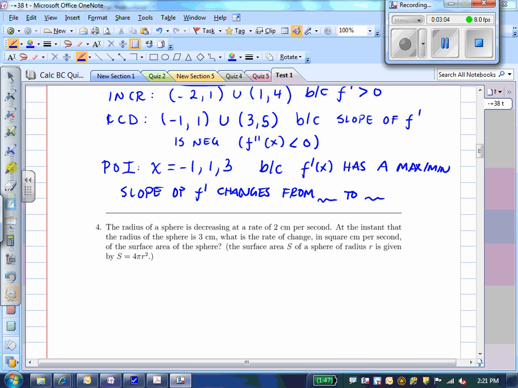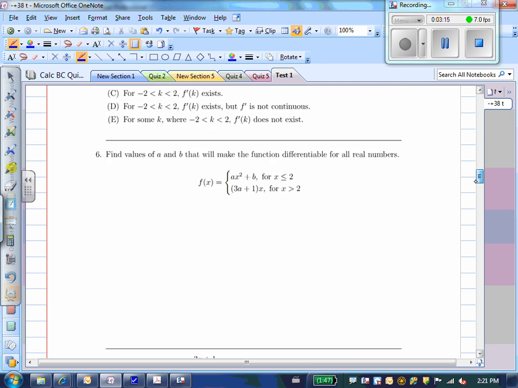So the things I want to emphasize is you have to say the slope of what is the first thing, and then secondly, it's not enough to say that f double prime is 0 for it to be a point of inflection. That's a possible point of inflection.